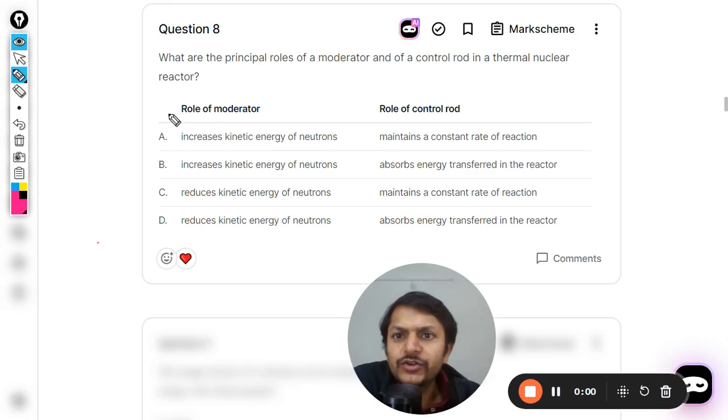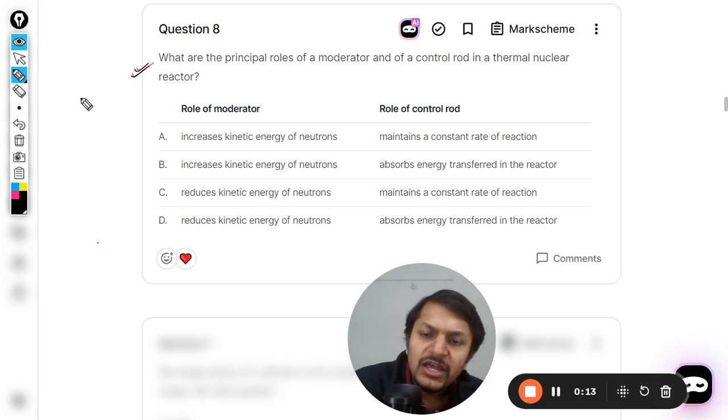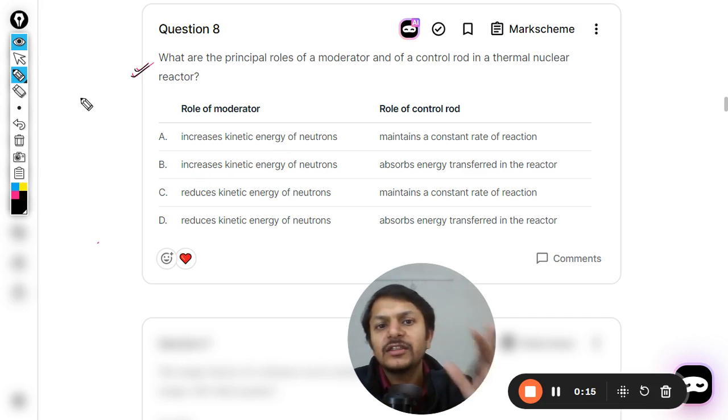Let us read this question now. What are the principal roles of a moderator and a control rod in a thermal nuclear reactor? My dear students, I tell you, this question is actually a repeat telecast question for IB examinations. They are highly interested in the moderator and the control rod.